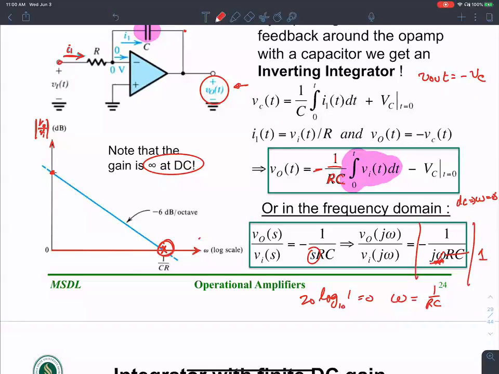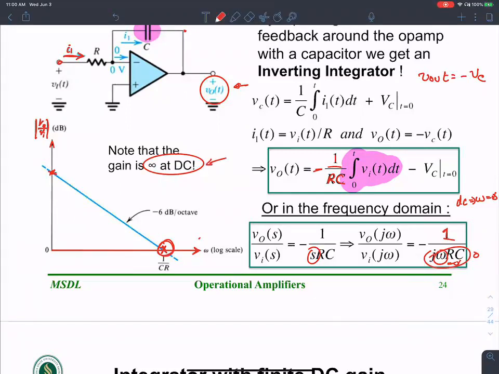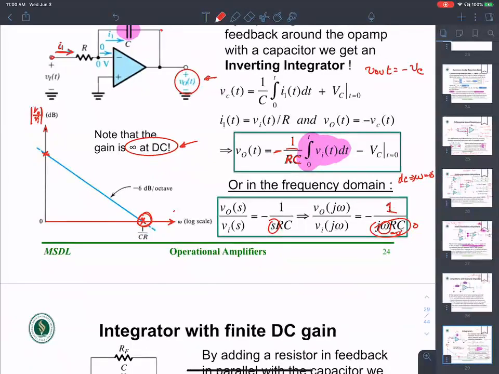Does that make sense? Look at the other extreme where this frequency is 0. When the frequency is 0, you'll see that it will asymptotically approach infinity. When omega is 0, then all of this denominator becomes 0, then the DC gain of this is infinity. Okay, so it's easy to see. Let me quickly show you why.